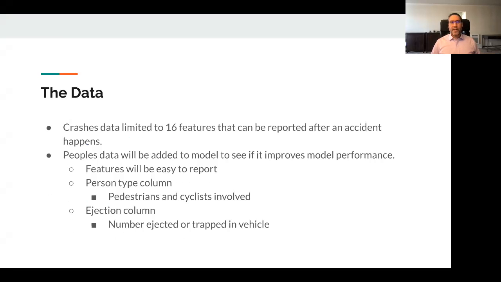The data comes from the City of Chicago's data sets, crashes and people. Initially, I separated the two data sets. I'm going to first train my models on the crashes data set and then add features from the people's data set, determine their impact on performance, and determine whether or not to keep them or discard them. I did limit both data sets to features that are easily reportable to emergency services.